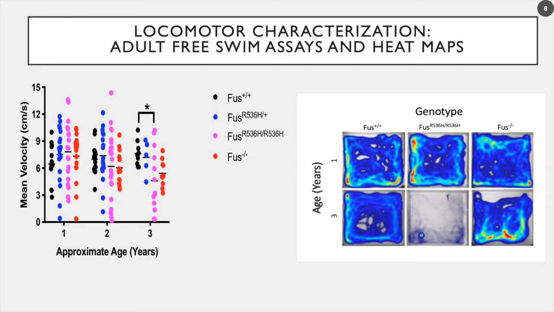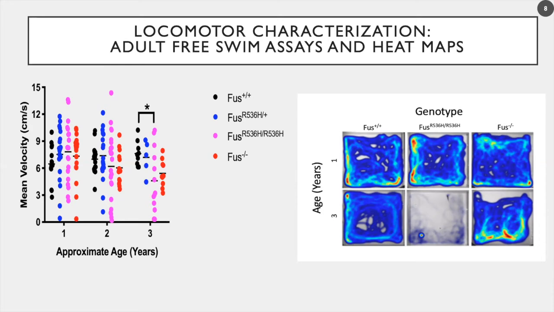Next, I'm showing the locomotor characterization I conducted in my adult models at 1, 2, and 3 years of age. The top right shows heat maps from different 1 and 3-year-old wild types, homozygotes, and knockouts. It is clear that the homozygotes at 3 years of age have reduced locomotion in comparison to the other 3-year-olds.